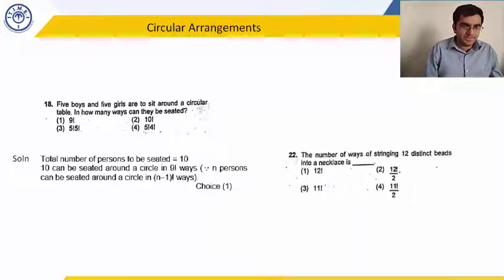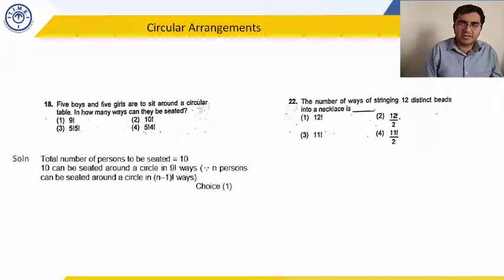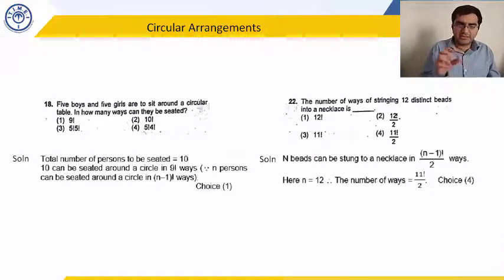Next, I take another case: the number of ways of stringing 12 distinct beads into a necklace. So again, circular arrangements, fix one, 11 left. So you would say that the answer is 11 factorial, but actually the answer is 11 factorial divided by 2. And I'll tell you why.